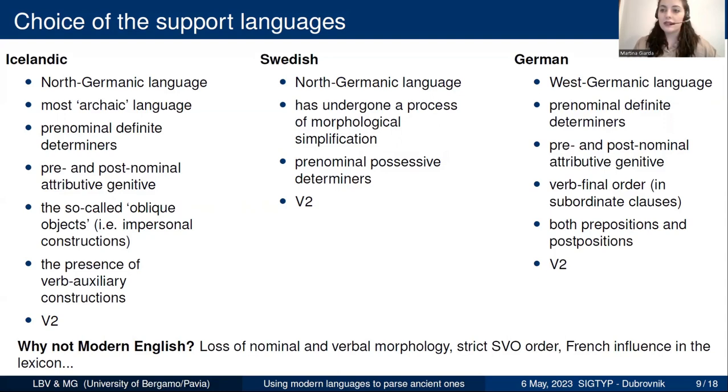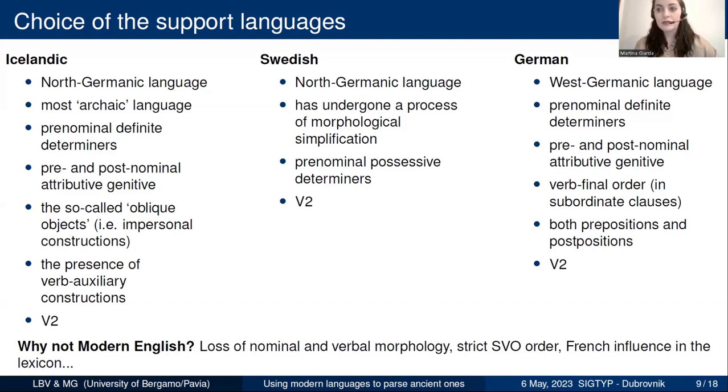And it nonetheless shares with Old English pre-nominal possessive determiners and the V2. German is a West Germanic language like Old English, and it shares with it pre-nominal definite determiners, pre- and post-nominal attributive genitive, verb final order in subordinate clauses, both pre- and postposition, and finally the V2. But why didn't we consider modern English?